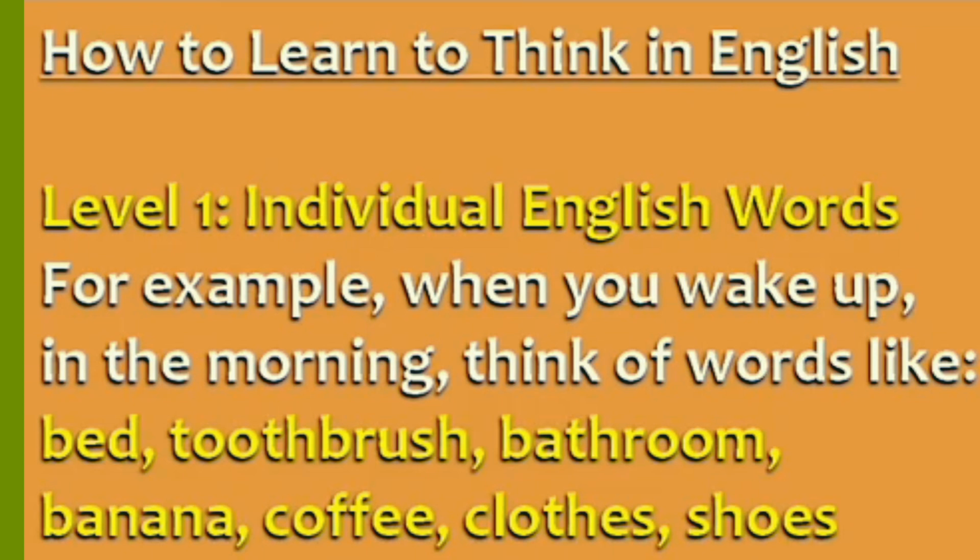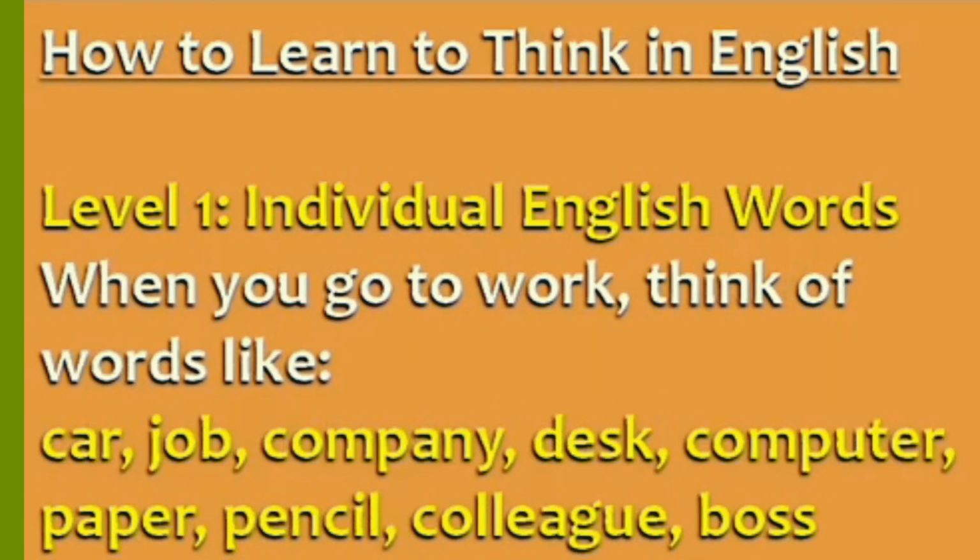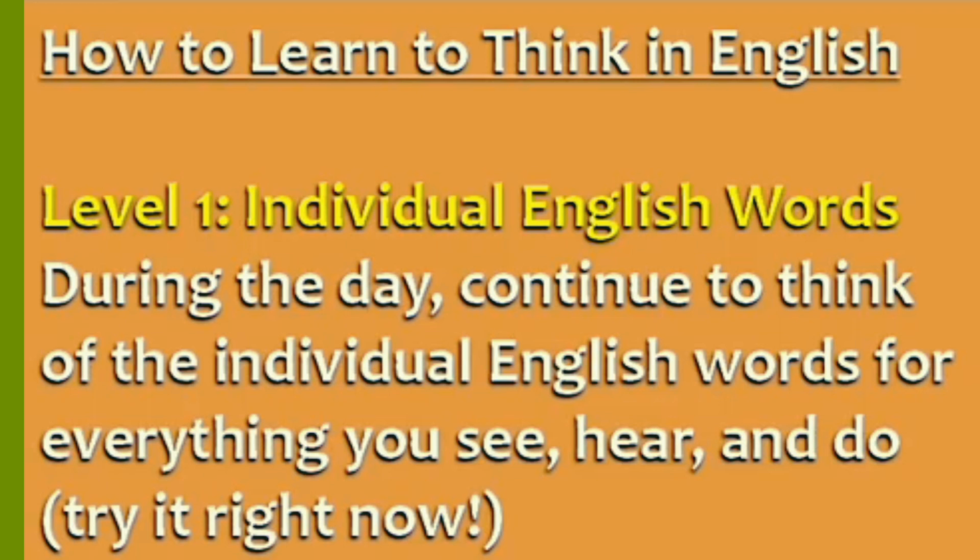Level 1 is thinking in individual English words. For example, when you wake up in the morning, think of words like bed, toothbrush, bathroom, eat, banana, coffee, clothes, and shoes. Then, when you go to work, think of words like car, job, company, desk, computer, paper, pencil, colleague, and boss. During the day, continue to think of the individual English words for everything you see, hear, and do.